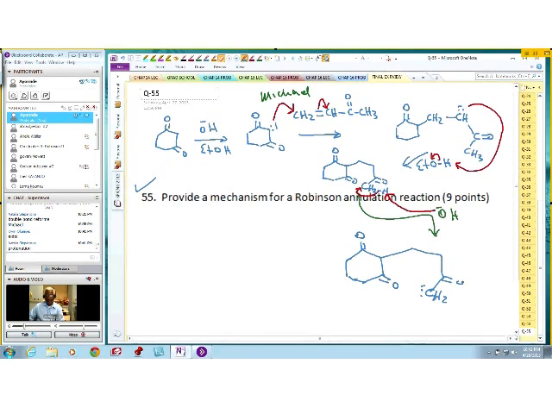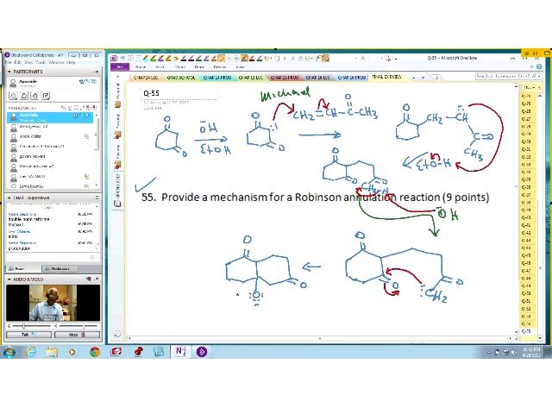Now we form an enolate on that. The enolate now comes in and attacks here, and at this point we do our intramolecular aldol. Now we have this. And this is here.